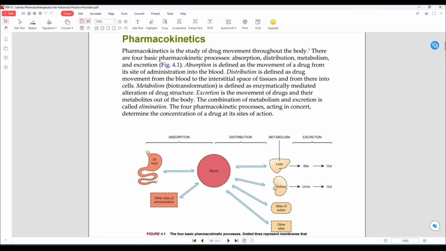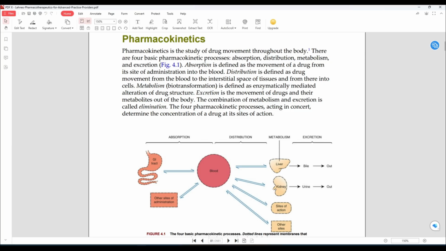Pharmacokinetics. Pharmacokinetics is the study of drug movement throughout the body. There are four basic pharmacokinetic processes: absorption, distribution, metabolism, and excretion. Absorption is defined as the movement of a drug from its site of administration into the blood. Distribution is defined as drug movement from the blood to the interstitial space of tissue, and from there into cells.